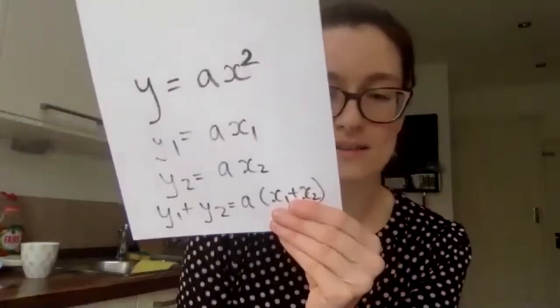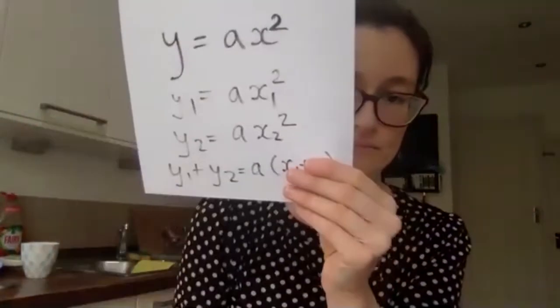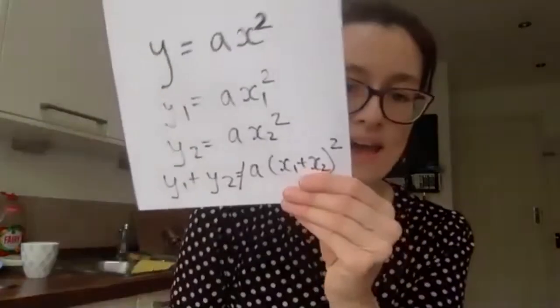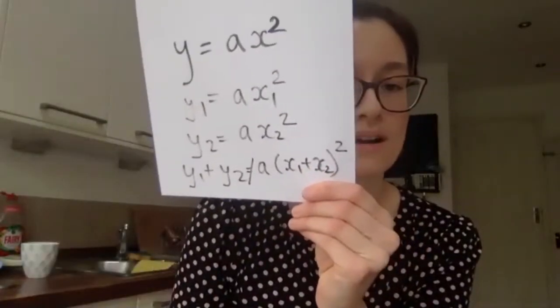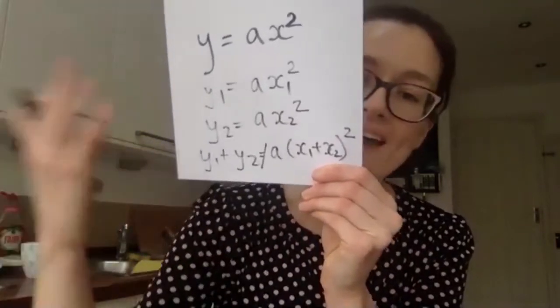So let me just sort of demonstrate that. So here I'm going to add a square to an x. We have y equals ax squared. And so now if we try and do that with solutions, x1 and x2, then we can no longer write this relationship, right? It no longer works. So y1 plus y2 is not going to be actually equal to a times x1 plus x2 squared, right? And that's a feature of nonlinearity, that you cannot add solutions.